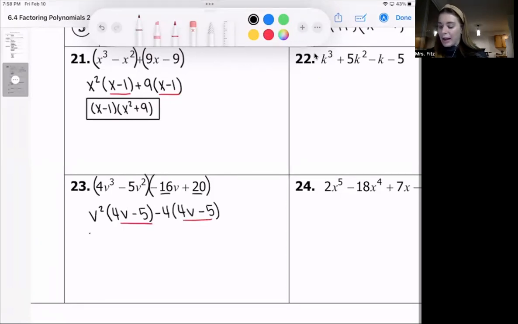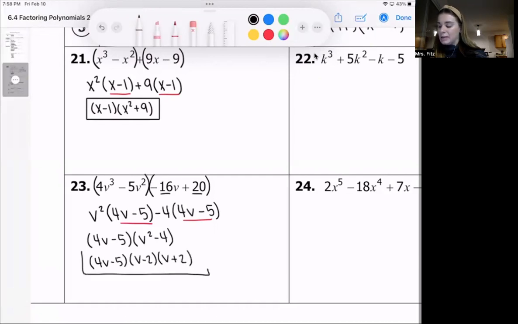All right, so I'm going to pull that out. We have 4v minus 5 times v squared minus 4. But I'm noticing I have a difference of squares, so I can go one more step. This factors to 4v minus 5 times v minus 2 times v plus 2. And that is the final answer.